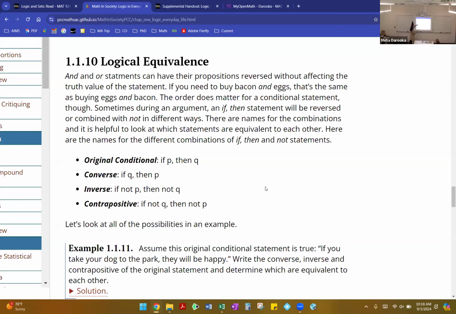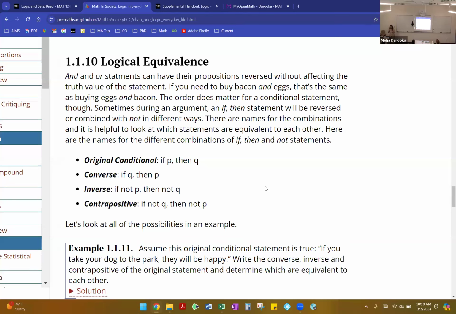Sometimes during an argument, an if-then statement will be reversed or combined with not, the negation, in different ways. There are names for these combinations, and that's what we're looking at here. It is helpful to look at which statements would be equivalent to each other. When we're talking about equivalent here, guys, we're talking about sharing the same truth value. So they have to both be true, even if you rearrange them, put a negation in there, or whatever changes we make, right? So that's what we're looking at here. You have your original conditional statement, that would be the if-then.